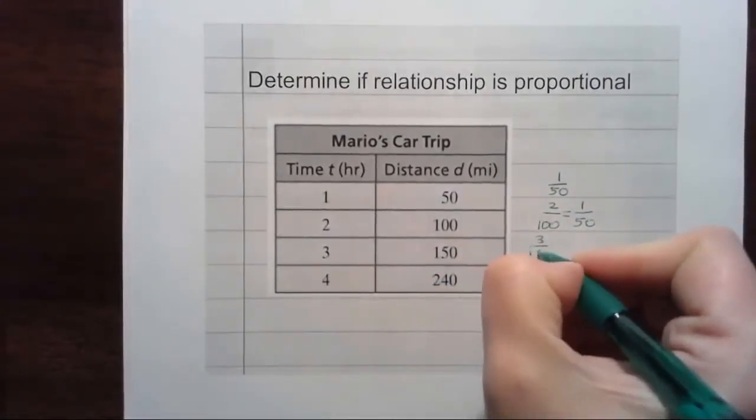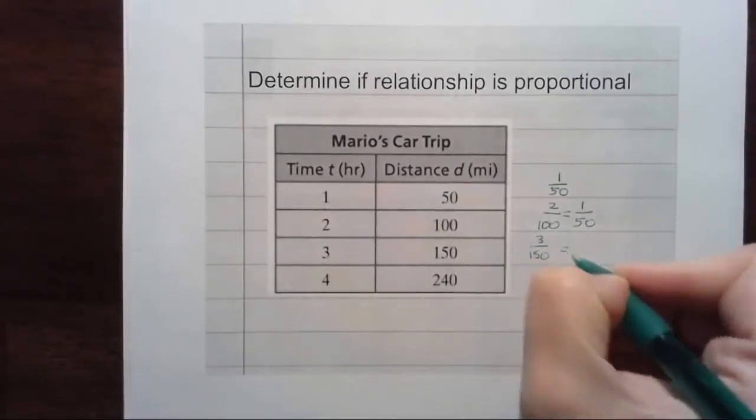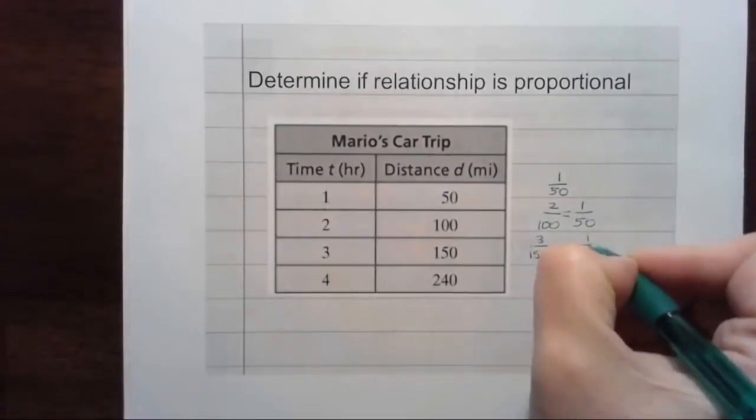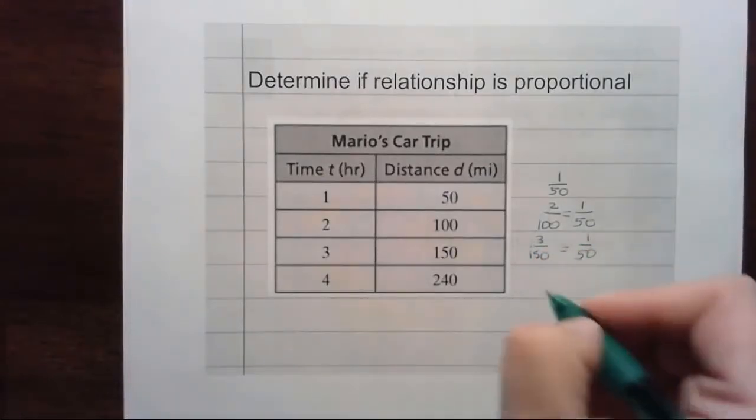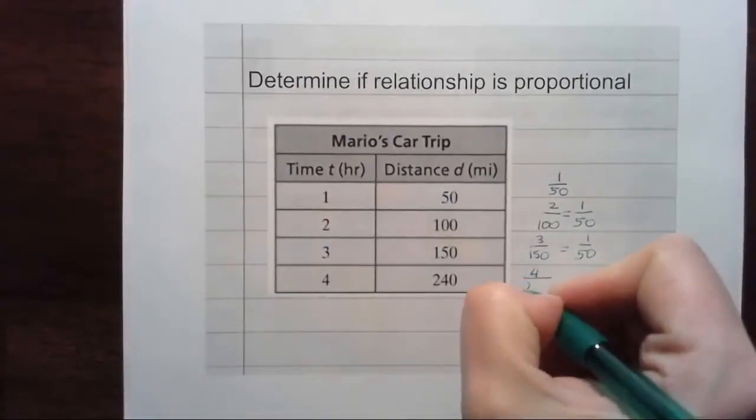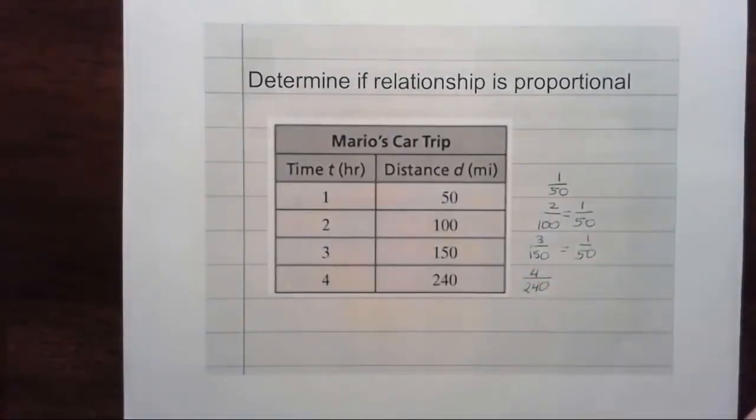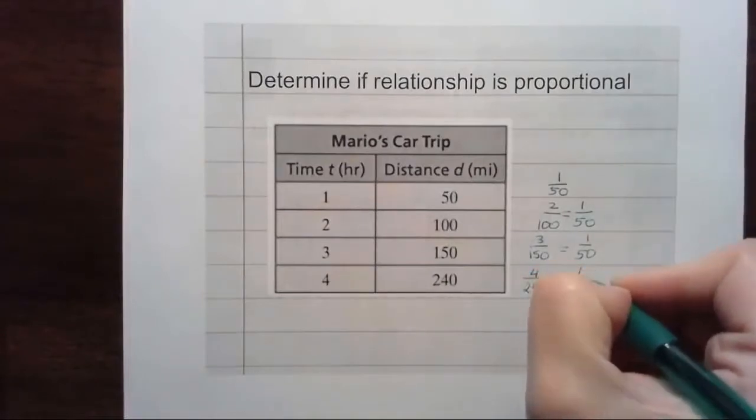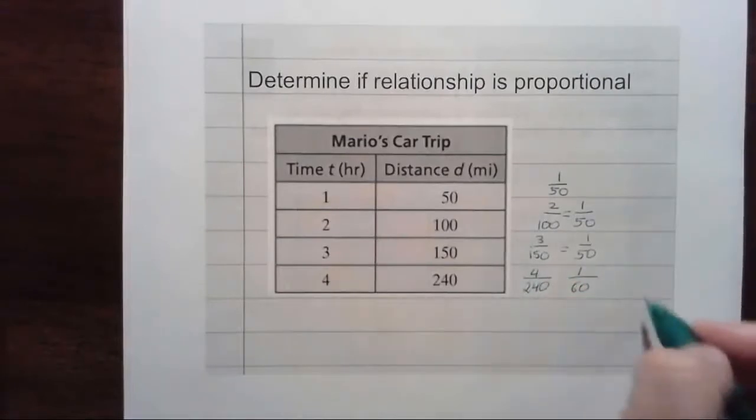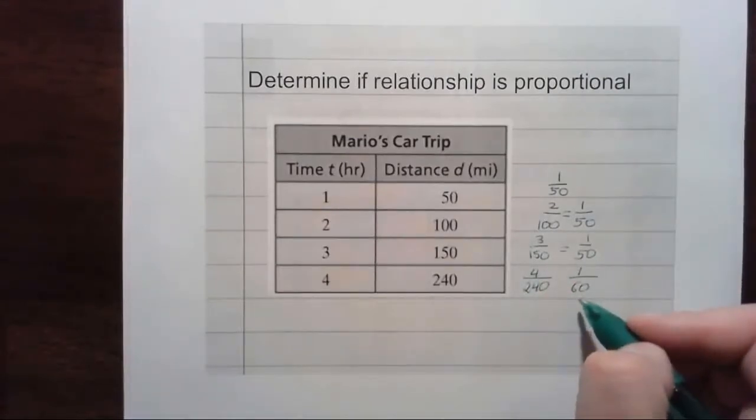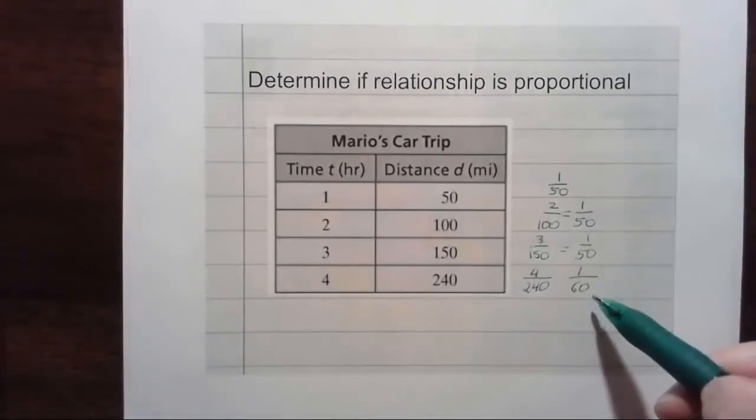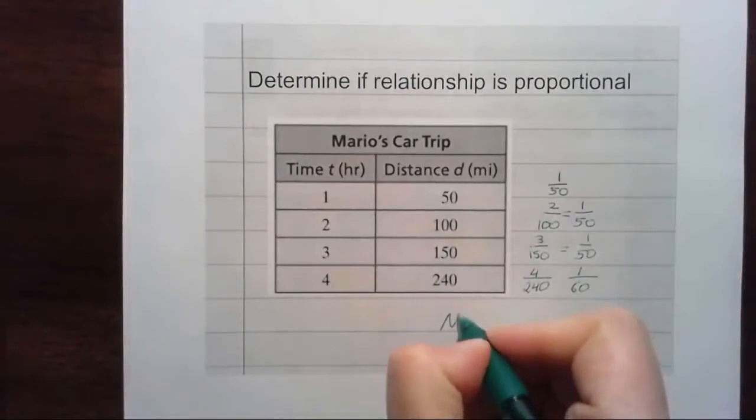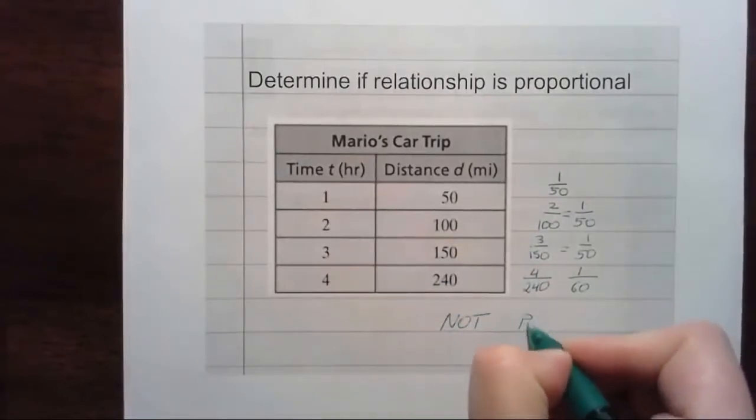Here is 3 to 150. If I reduce that, dividing by 3, I have 1 to 50. And then I have 4 to 240. Well, I could divide by 4, but that will be 1 over 60. So this last ratio is not the same. All of them are not the same, so I can conclude it is not proportional.